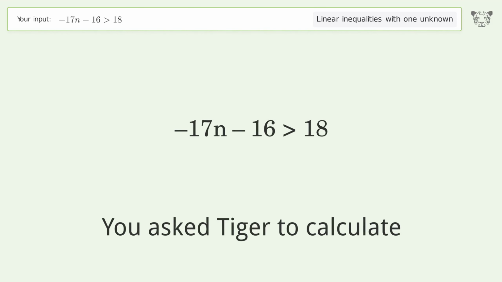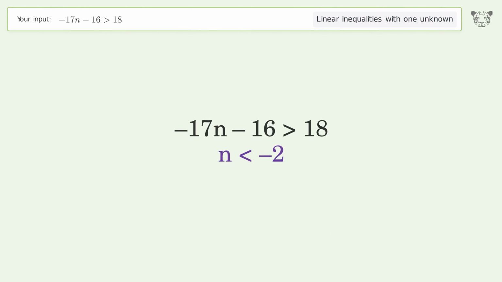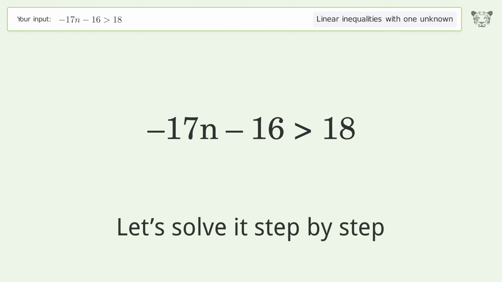You ask Tiger to calculate. This deals with linear inequalities with one unknown. The final result is n smaller than -2. Let's solve it step by step.